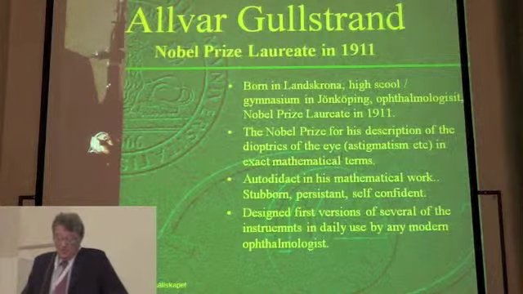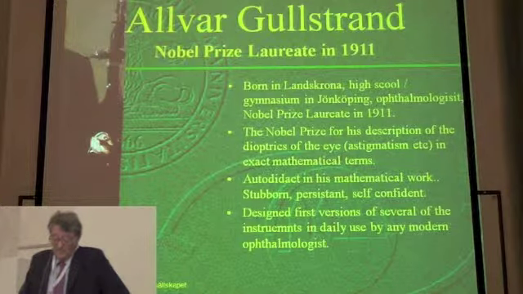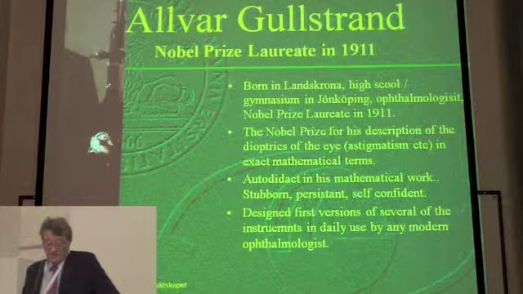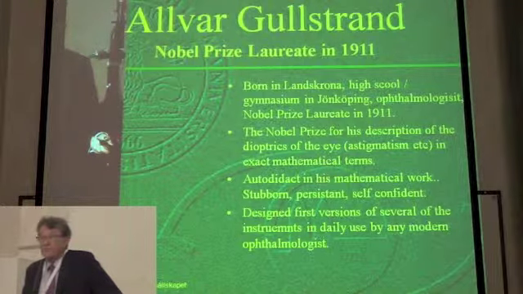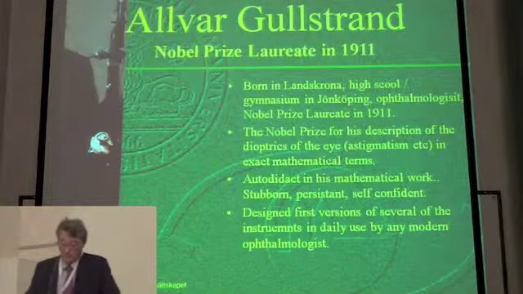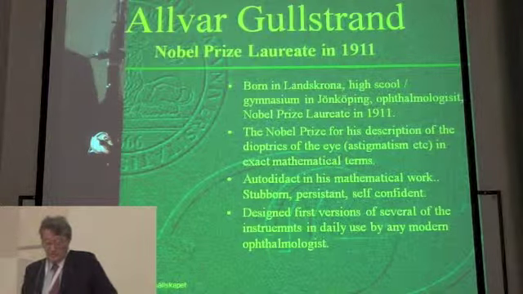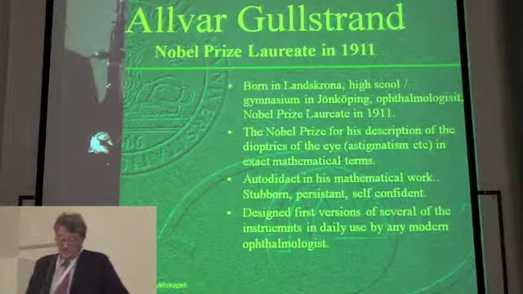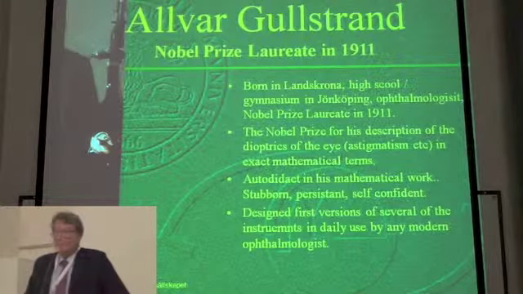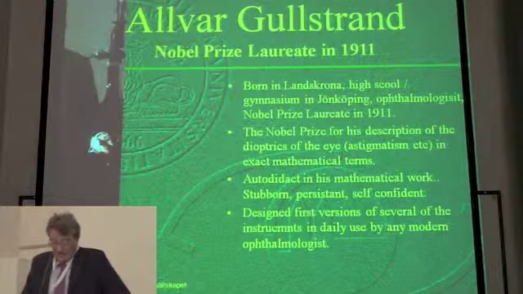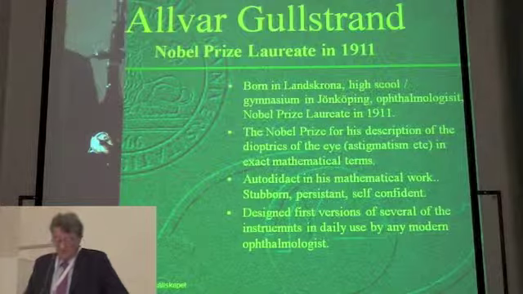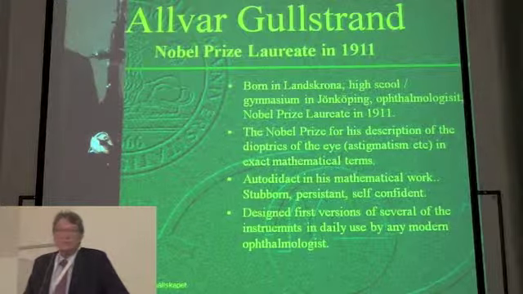He studied in Jönköping. He got the Nobel Prize for his description of the dioptrics of the eye. He was self-taught. Well, his mathematical work was all made by himself. He was stubborn, he was persistent, he was self-confident, and he designed, most of all, which might interest you, first versions of several instruments in daily use by any modern optician, optometrist.